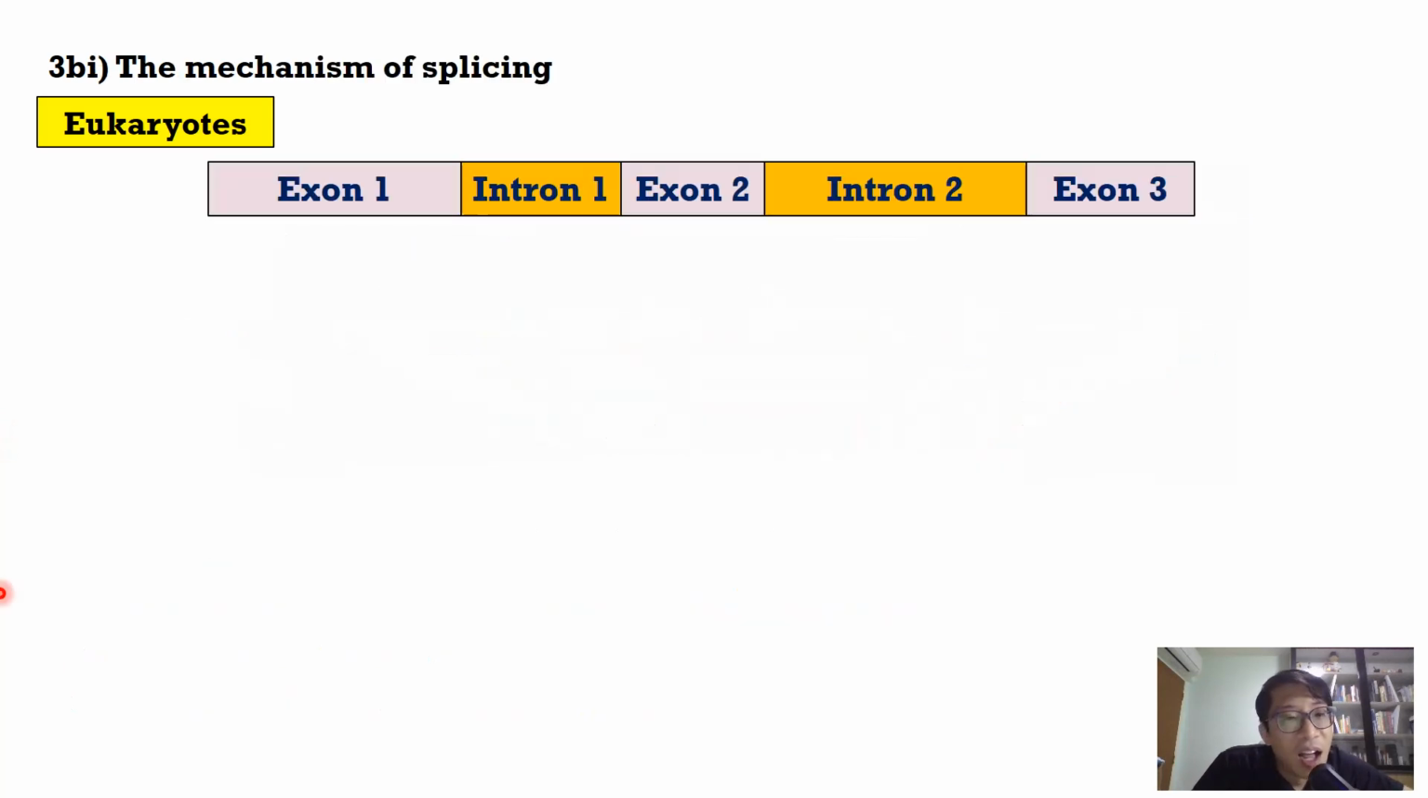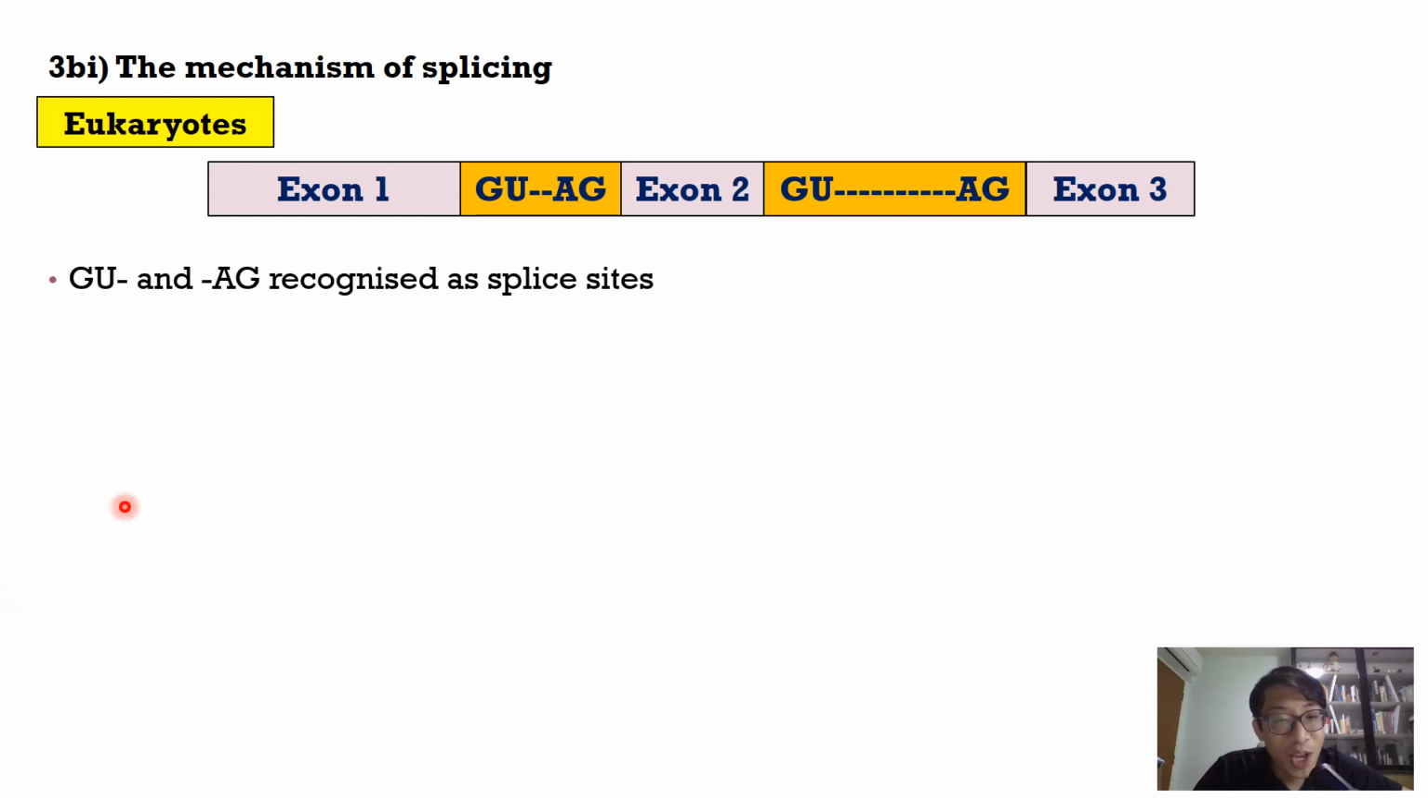So how does splicing occur? Introns can have all sorts of different sequences, but most of the introns, if not all, always start with GU and end with AG. Regardless of the sequence in between, most, if not all, introns would start with a GU and end with an AG in the mRNA. These are known as splice sites, so we can recognize an intron with the presence of such splice sites.